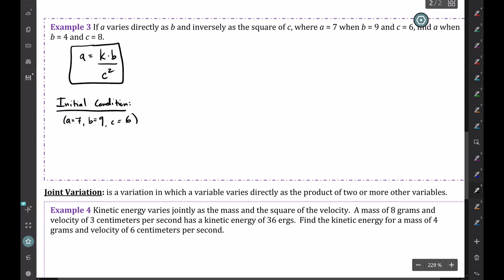Okay, so that allows us to solve for k. Now solve for k. So we have 7 equals k times 9 over 6 squared. So it's 9 over 36. So that means 7 equals k times 9 over 36, I can divide by 9, I get 1/4. So that means k must be 28.